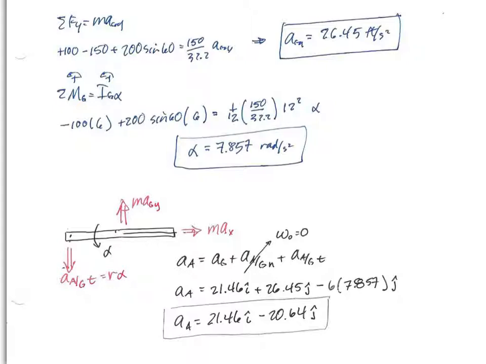And I can solve that for A. Acceleration of A has an i component of 21 and a j component of -20. Now negative 20, how does that work? If we look back at the picture, this is the actual acceleration of point A.